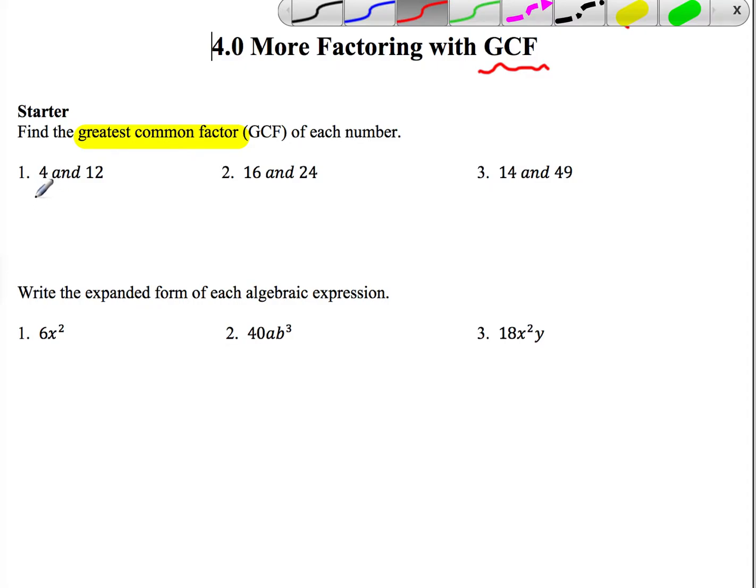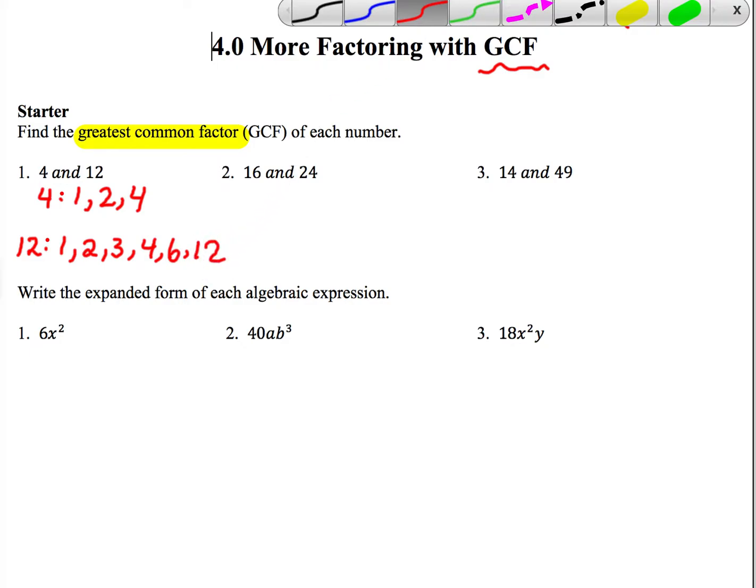So we could start by listing all of our factors of 4. 1, 2, and 4. Easy peasy. What about 12? 1, 2, 3, 4, 6, and 12.